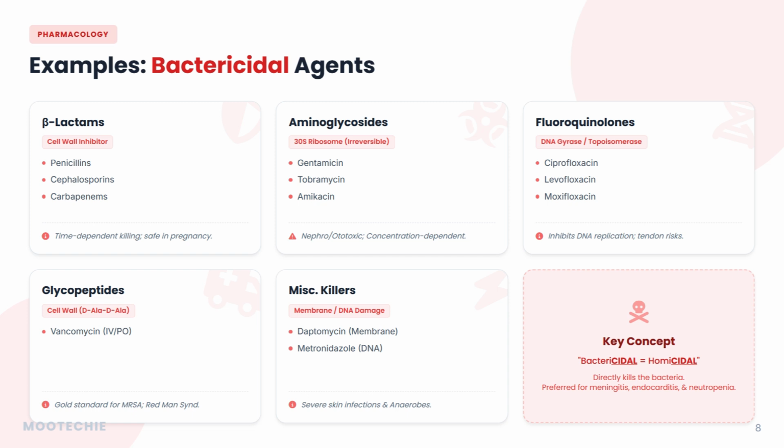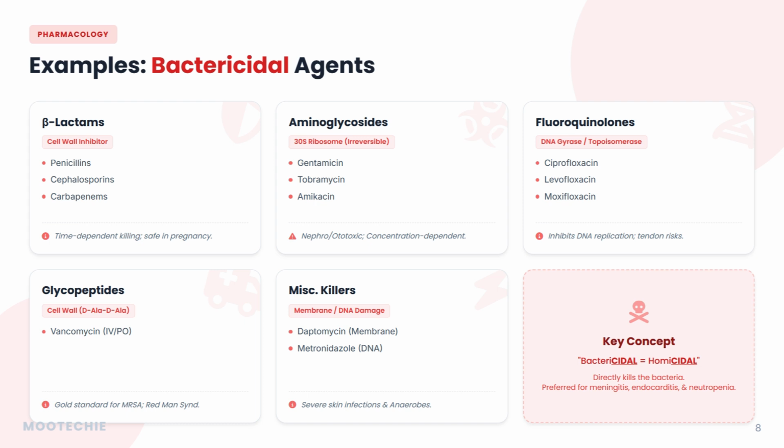Next, aminoglycosides like gentamicin, tobramycin, and amikacin. They bind irreversibly to the 30S ribosome. They are potent but come with risks of nephrotoxicity and ototoxicity, and they work in a concentration-dependent manner.